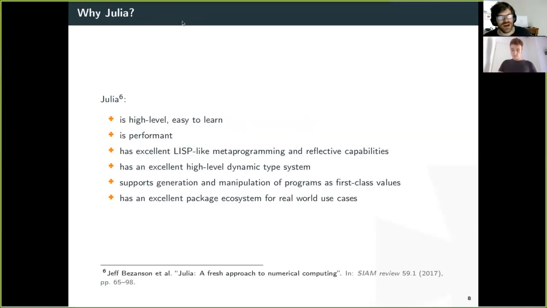So why is it interesting to do this thing that's already pretty great in Rust in Julia? I don't think I need to belabor the point too much. If you're already here, you're already very excited about Julia. But Julia is high level, easy to learn, it's performant. It has excellent Lisp-like metaprogramming and reflective capabilities, an excellent high-level dynamic type system, and supports generation and manipulation of programs as first-class values. And the thing that really gets me going is that it has an excellent scientific and engineering package ecosystem that we can really combine with Metatheory to do fantastic things.